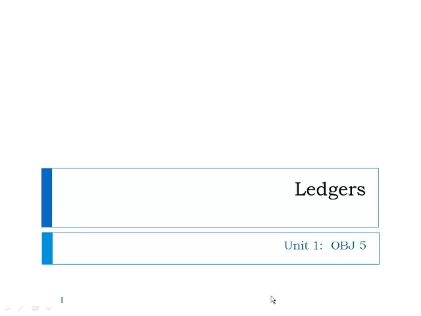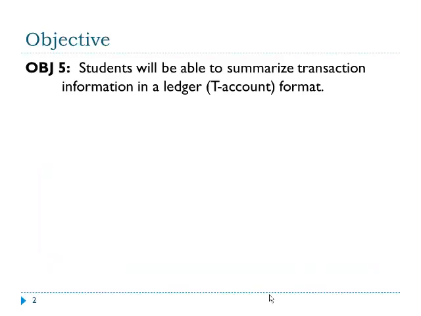Welcome to Objective 5 in Unit 1 of Accounting 3310. In this unit, we'll discuss the next part of the accounting information system, which is the ledger. Our objective is that at the end of this objective, you'll be able to summarize transaction information from journal entries into a ledger format. We'll be using the T-account format.